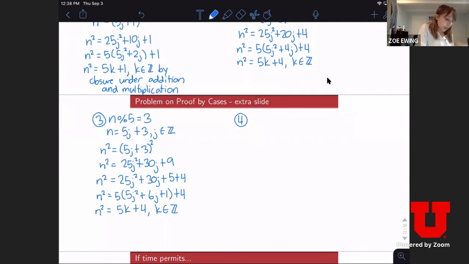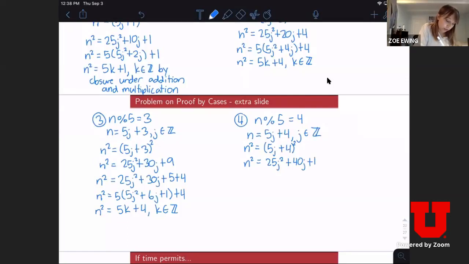And then let's do this last one, which is that n mod 5 equals 4. And that gives us n equals 5j plus 4, where j is an integer. Square both sides. I'm not going to forget the j squared this time. So we get 25j squared plus 40j plus 16. And again, we have to do a little bit of manipulation here.